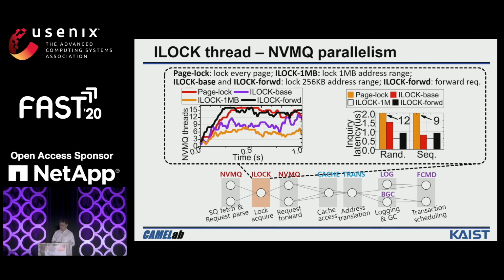We also evaluate the inquiry latency of ILOCK. Page lock has the longest latency as the lock arbitration is large. Our ILOCK forward can maintain relatively low inquiry latencies.